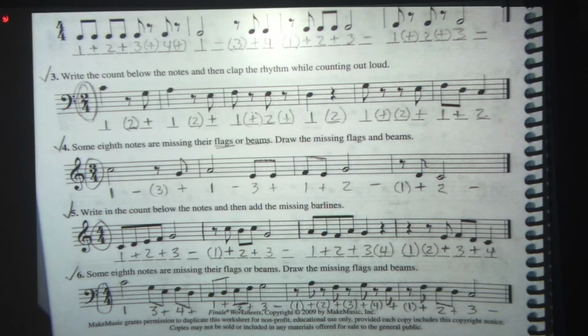Let's see if I can read that one. Go ahead and clap and count that one along with me. Hopefully you got your math done. Here we go. Lots of skips here for Mr. Ostro. 1 and 2, number 6, and slow go.